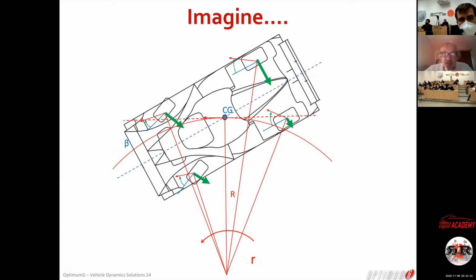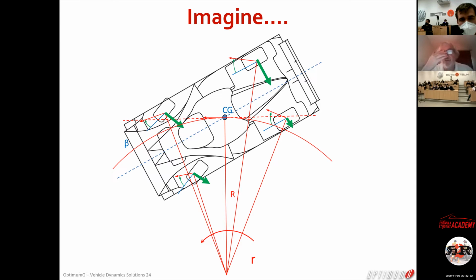If I don't change anything on the car, nothing, but I switch from a Michelin to a Goodyear, for example, then the slip angle remains the same, but because it's not the same tire model, the green vector, the lateral grip, are not necessarily going to be the same.